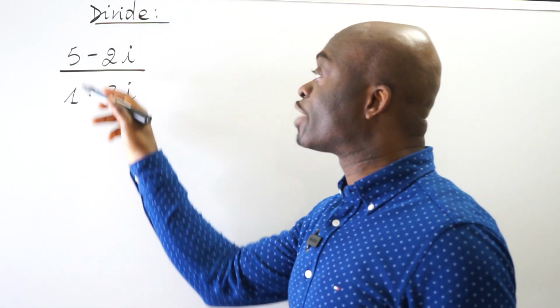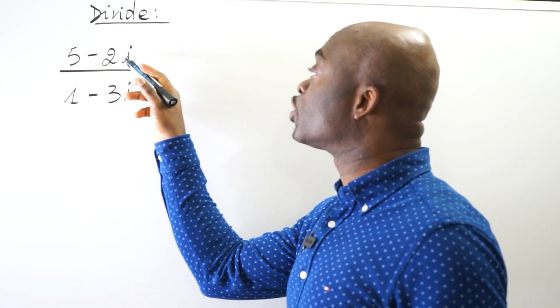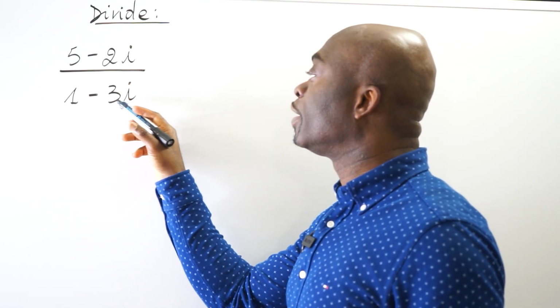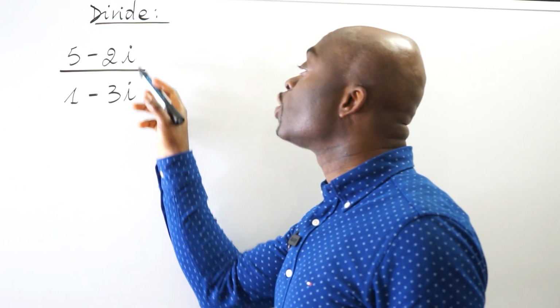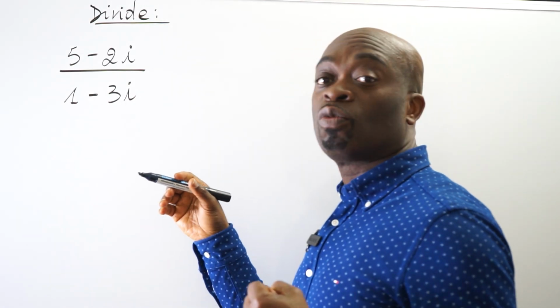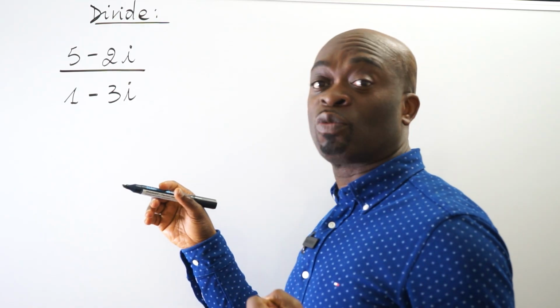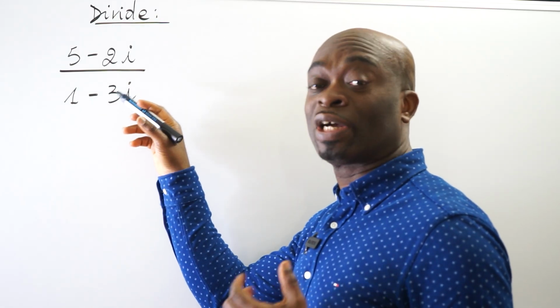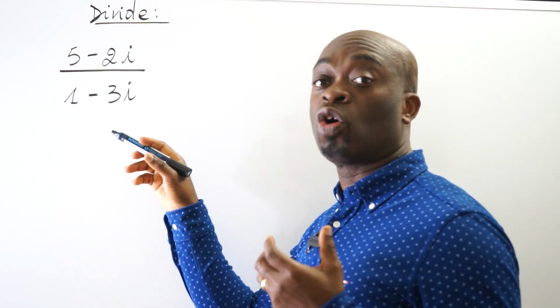Let's divide this rational expression here: 5 minus 2i over 1 minus 3i. So we're dealing with imaginary numbers here, the complex numbers. So what's happening here? First, we have to worry about the denominator. So we look at it and then find the conjugate of it.